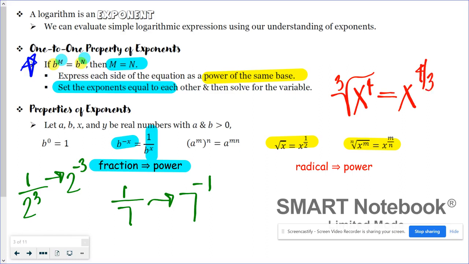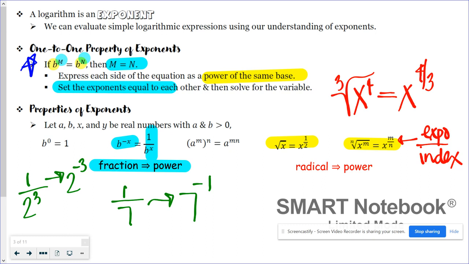So notice that the m divided by the n, that's the original exponent, and n is the index of the radical. Okay, but that's how I'm going to handle square roots and other roots. Okay, so we're going to evaluate a logarithm. We're going to use exponents to do it because a logarithm is an exponent.